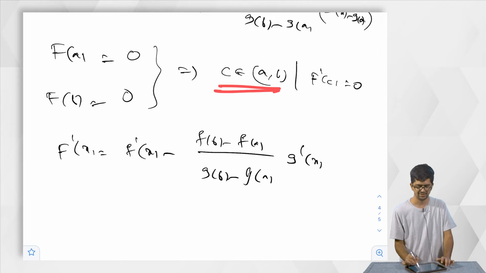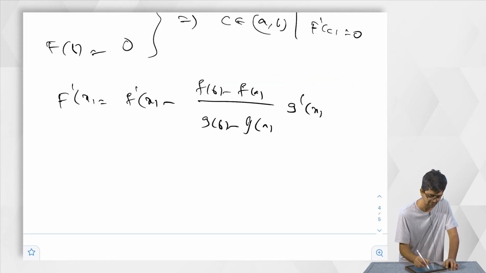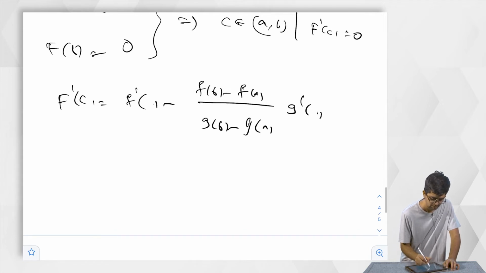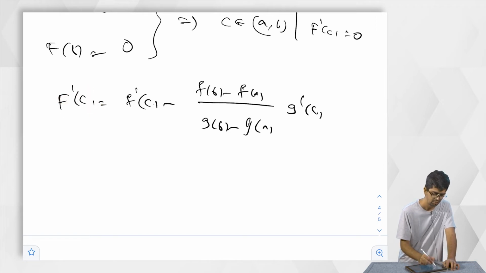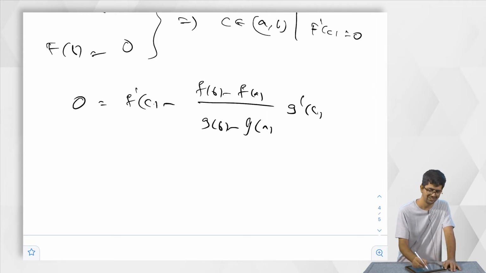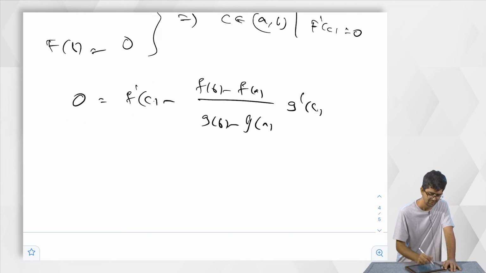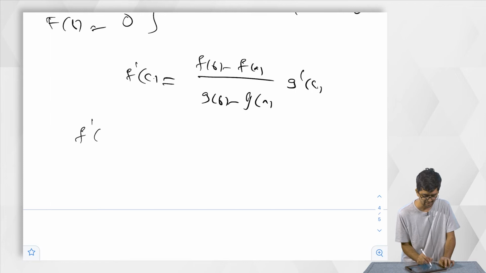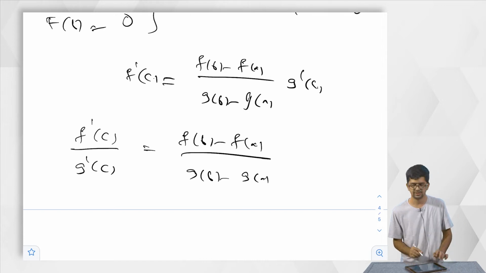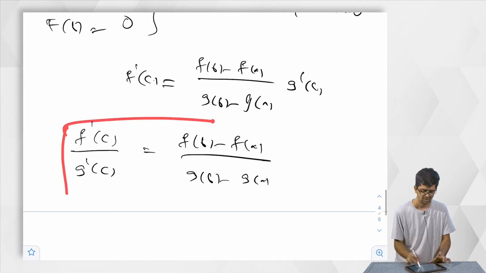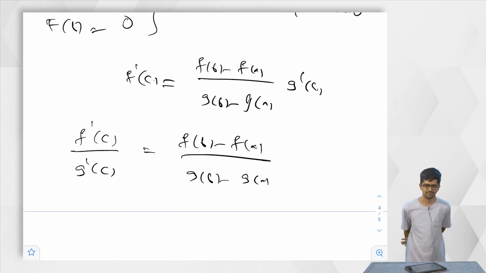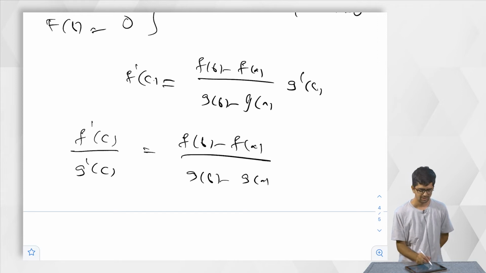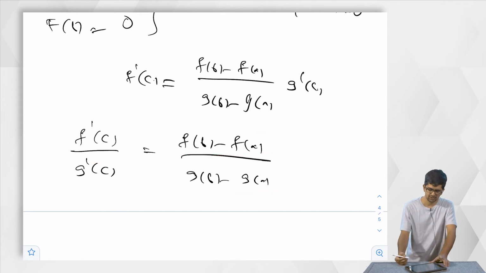Then we said there is a c belongs to (a, b) such that capital F dash of c is 0. So that means if I put c at every place, it means this is 0. When something is 0, we will not write that, and of course I am just pushing this to this side. Because G dash c is non-zero, I can push it here and get F dash c by G dash c is (F(b) minus F(a)) by (G(b) minus G(a)). This is what we have for two differentiable functions on the same domain, on the same subset of R: there is a c belongs to (a, b) such that F dash c by G dash c is (F(b) minus F(a)) by (G(b) minus G(a)). Now why are we doing this?